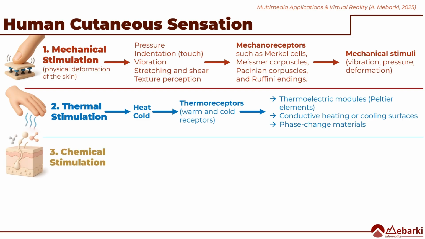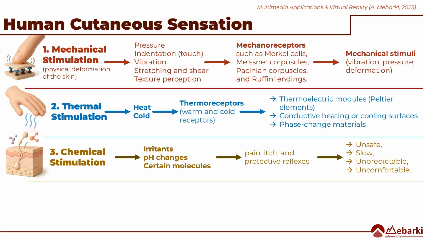Chemical stimulation involves the detection of irritants, pH changes, or specific molecules at the skin level, and is closely linked to sensations such as pain and itch, as well as protective reflexes. Due to its slow, unpredictable, and potentially unsafe nature, chemical stimulation is not used in haptic devices for virtual or augmented reality and remains confined to medical or experimental contexts.